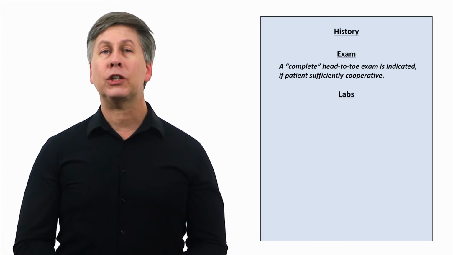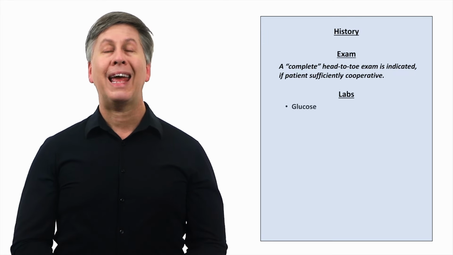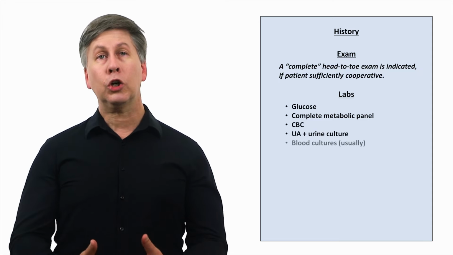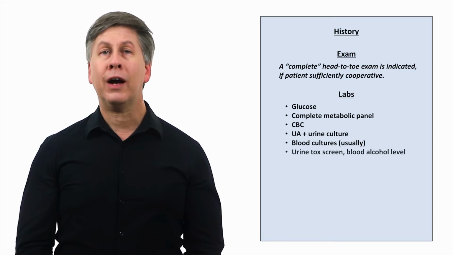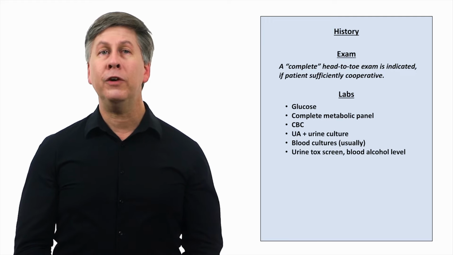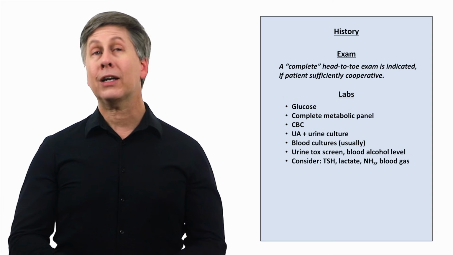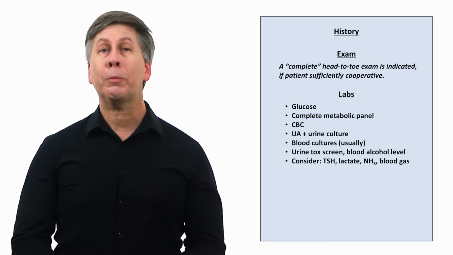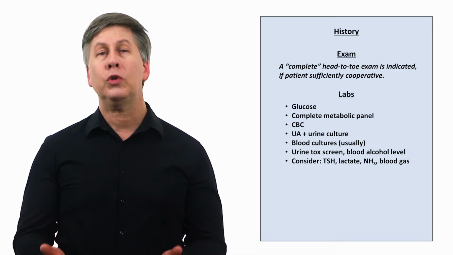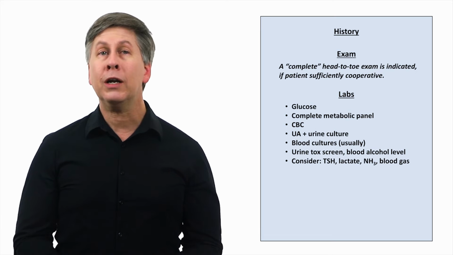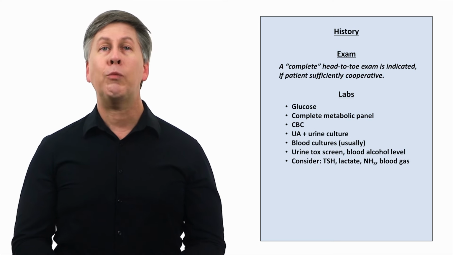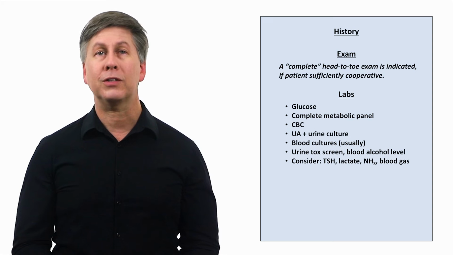Key lab tests in the evaluation include serum glucose, a complete metabolic panel and blood count, a urinalysis and urine culture, blood cultures in most circumstances, and a urine tox screen and blood alcohol level in most circumstances. Depending on the results of the above, one can consider a TSH, lactate, ammonia, and a blood gas. Regarding the interpretation of a modestly abnormal TSH, you'll need to keep in mind that TSH can be affected by acute non-thyroidal illness. And regarding the blood gas, usually a venous gas is sufficient unless carbon monoxide poisoning is suspected, in which case co-oximetry is the appropriate test.